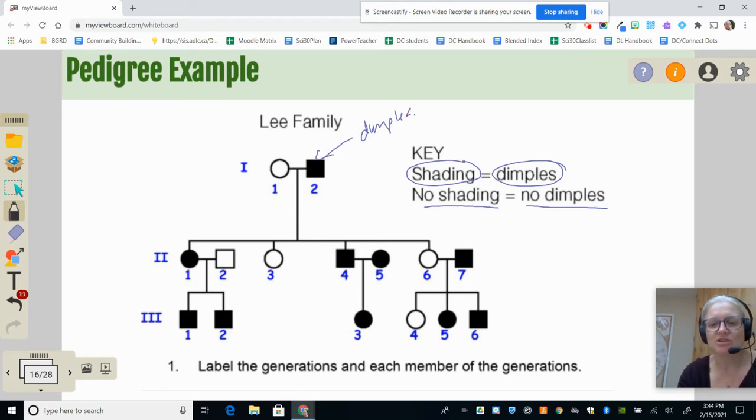So they want us to label the generations of each member of the generations. Okay, this has been done in blue. So this is generation 1, 2, and 3. And then each member of the generations, you're going to number from the left to the right by age. So there we go.